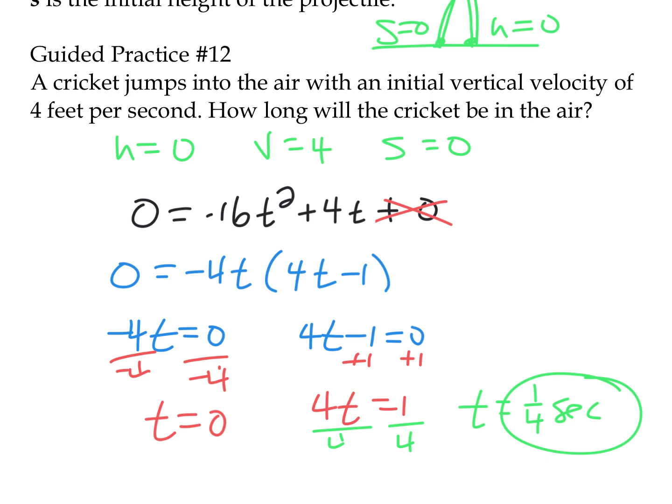Right? It starts at a height of 0, it goes up in the air, it comes back down, it gets back down to 0 at 1/4 of a second. This t equals 0 solves that equation. That's great. That's when it started, right? The time 0, when it started to jump, that's time 0. It was at a height of 0. It went up in the air, came back down, back at a height of 0 at 1/4 of a second.